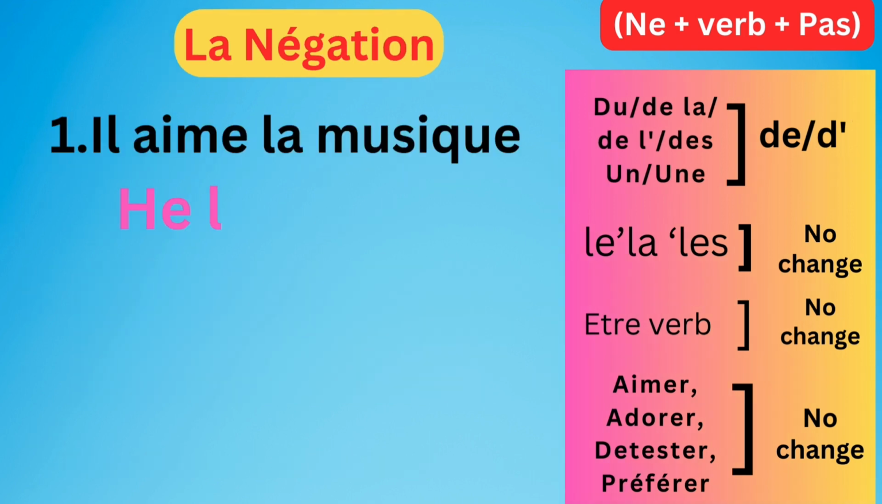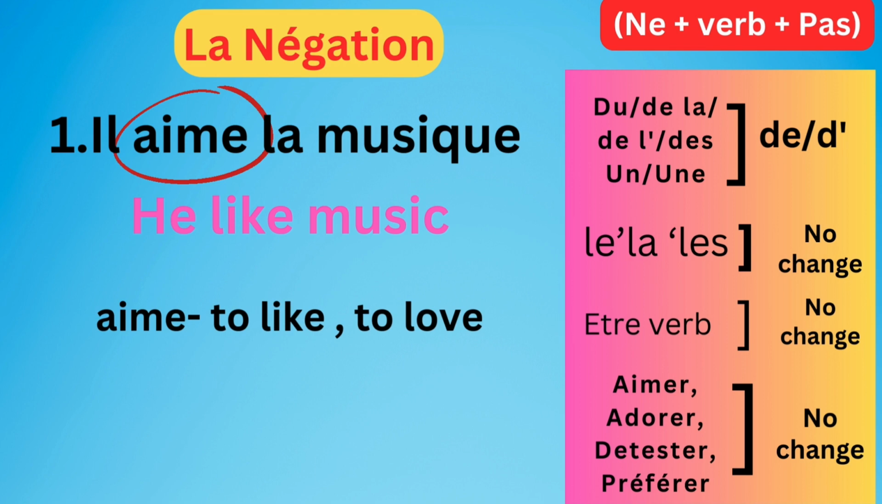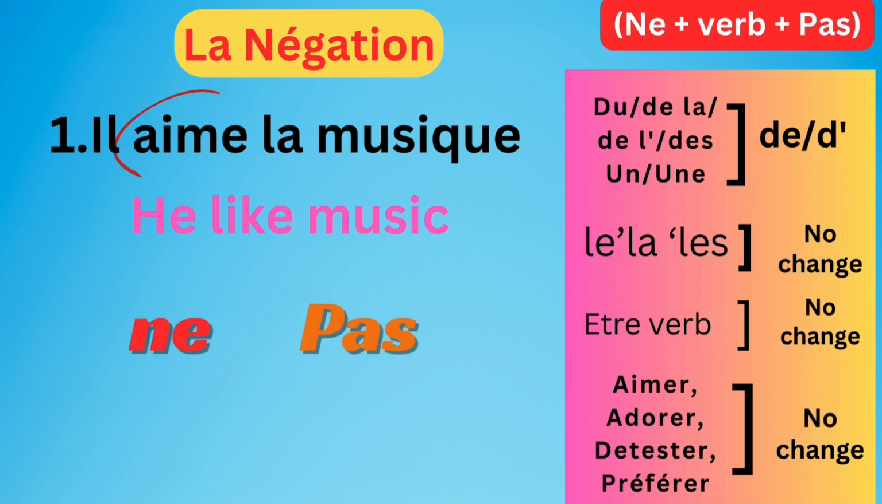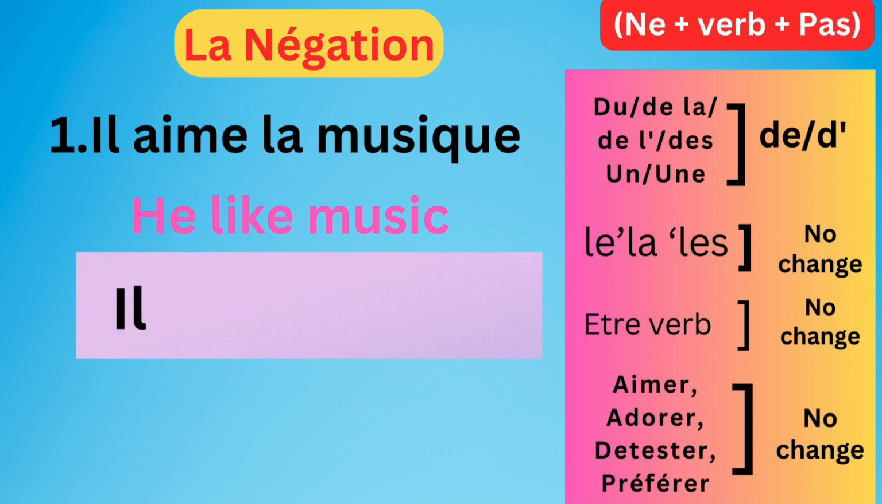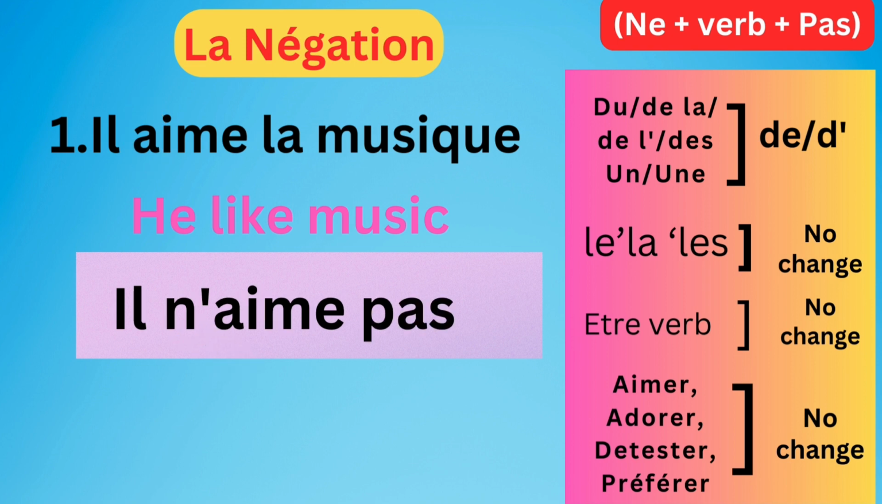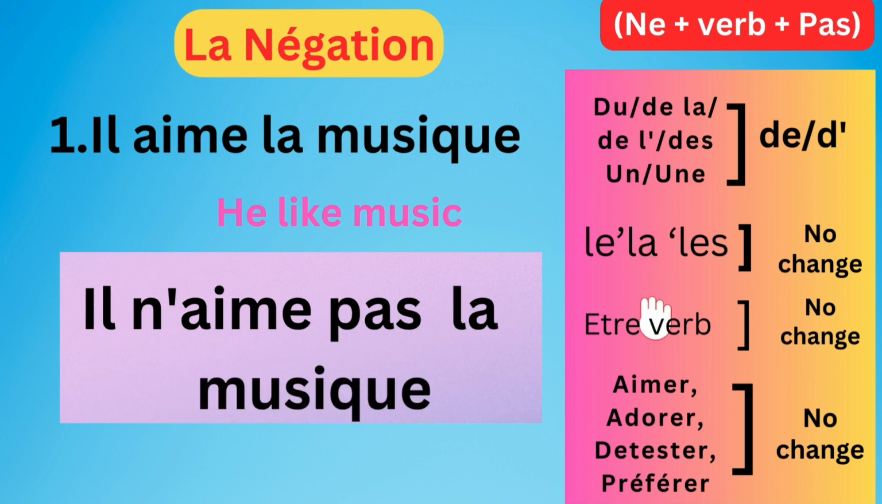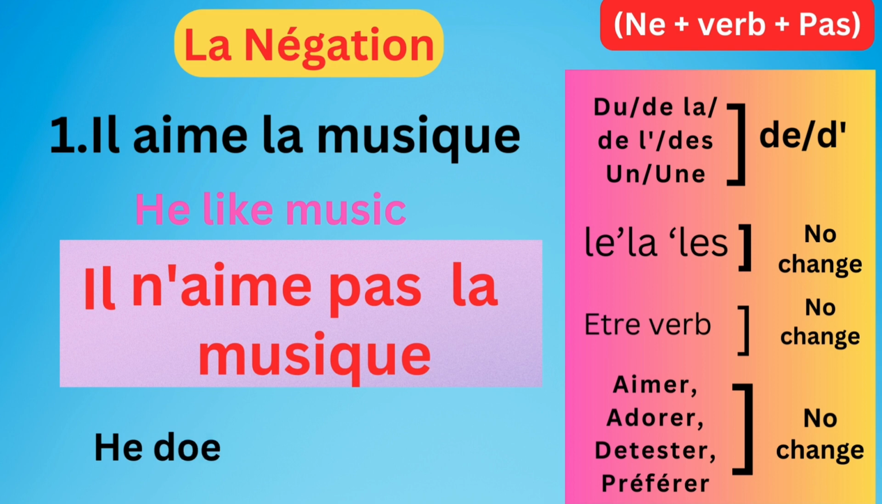Il aime la musique. He likes music. Here, aime is a verb, meaning to like, to love. As I told you about liking and disliking, before the verb we use ne and after the verb pas. Here I am writing an apostrophe because the verb starts with a vowel a, so we write n' with aime, then pas. Now the rule says if there is a definite article la, there will be no change in the article. So we write la musique. Il n'aime pas la musique. He doesn't like music.